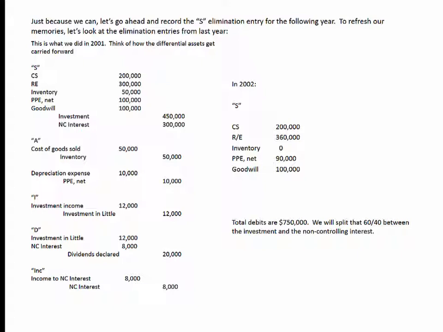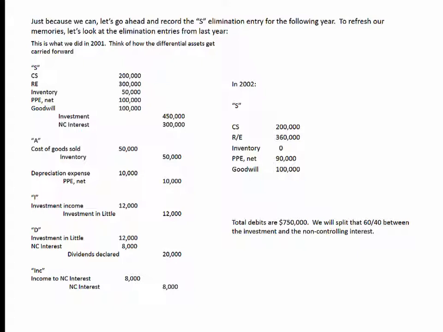Now at this point, the total debits are $750,000. I'm often at a loss to what to call this total of $750,000. It's not the book value of Little. The book value of Little at this point is $560,000. It's not the cost of Little either. So basically this is Little's book value plus or minus the remaining unamortized differential.